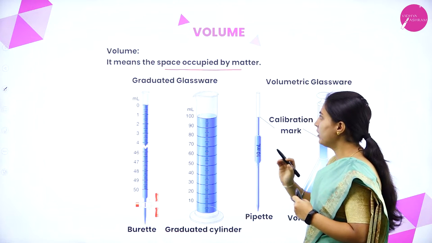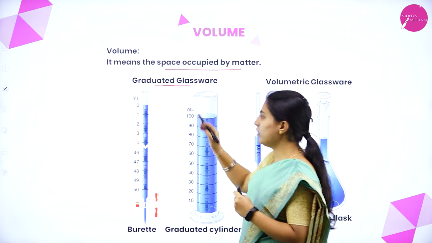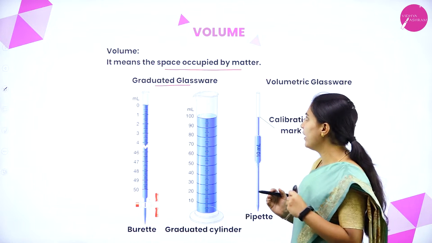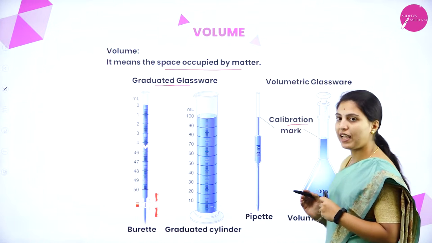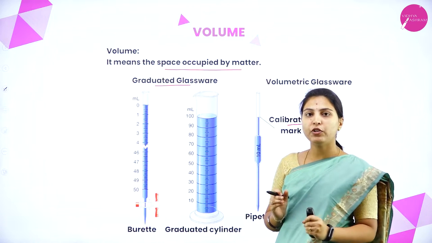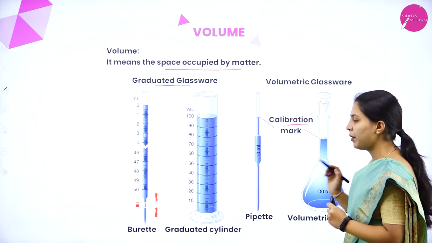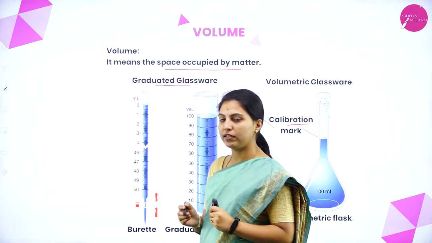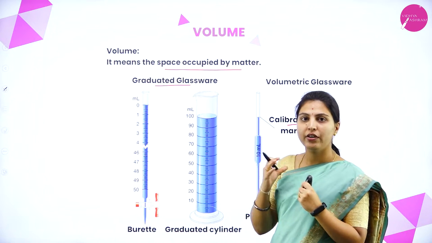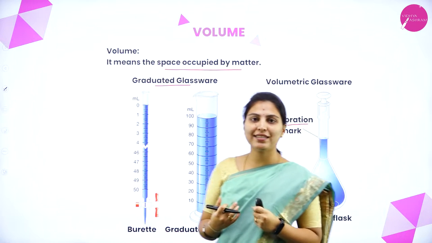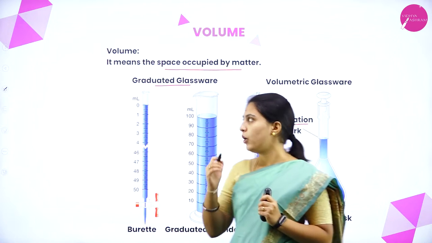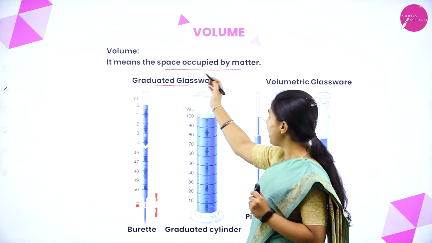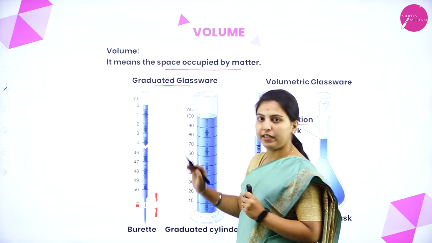These have graduations, that's why we call them graduated glassware. And this is volumetric glassware for calibration. If you want a perfect amount, we have to use the pipette or volumetric flask. This will have an accurate range and a precise range. This is about volume. Once again, volume means the space occupied by the matter.